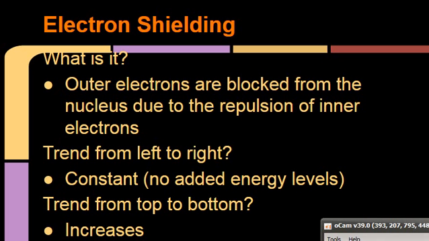So if you're in period 4, no matter if you're on the left side of the periodic table or the right side of the periodic table, you still have 4 energy levels. So electron shielding really doesn't change at all. But when you go from the top of the periodic table to the bottom of the periodic table, we know that every time you change to the next period, we add on energy levels, so that trend is going to increase as you go from the top of the periodic table to the bottom of the periodic table.